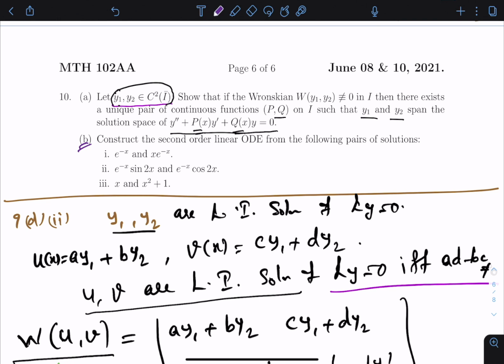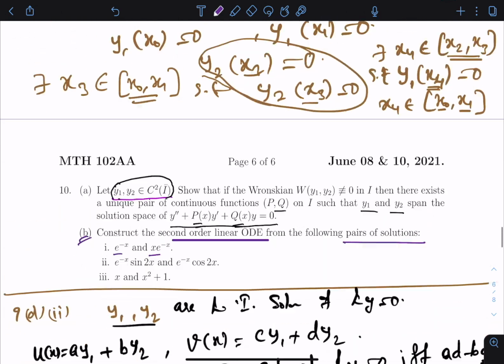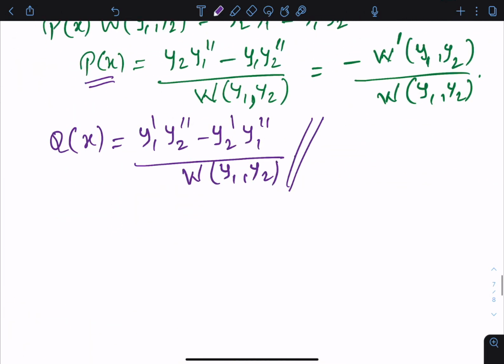Now 10b is precisely some examples where you need to check this thing. So if you are given these solutions, find the second order linear ODE such that these are a pair of solutions. So you are given y1 and y2, find the corresponding p and q. Okay, so let's quickly do this. It's taking too much time, so let's quickly finish it off.